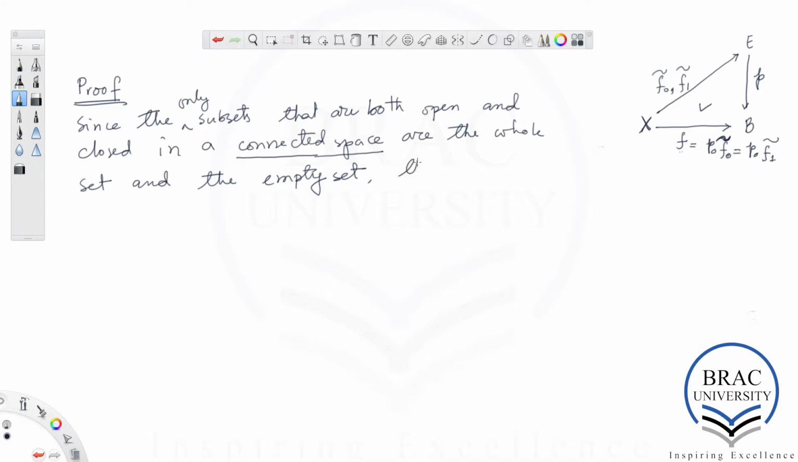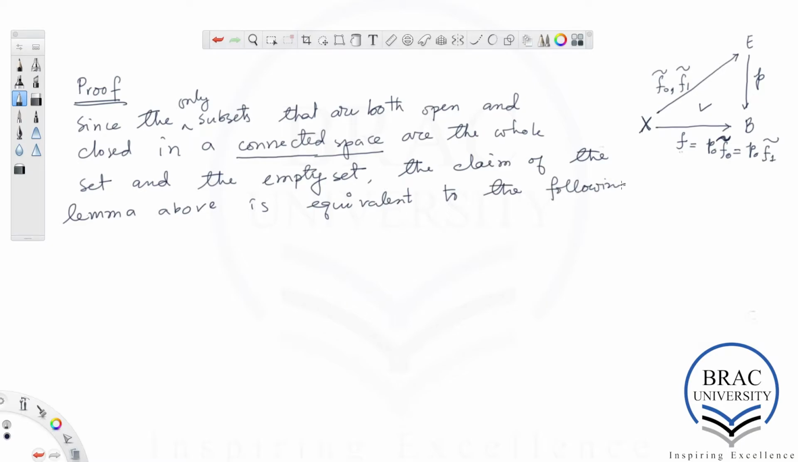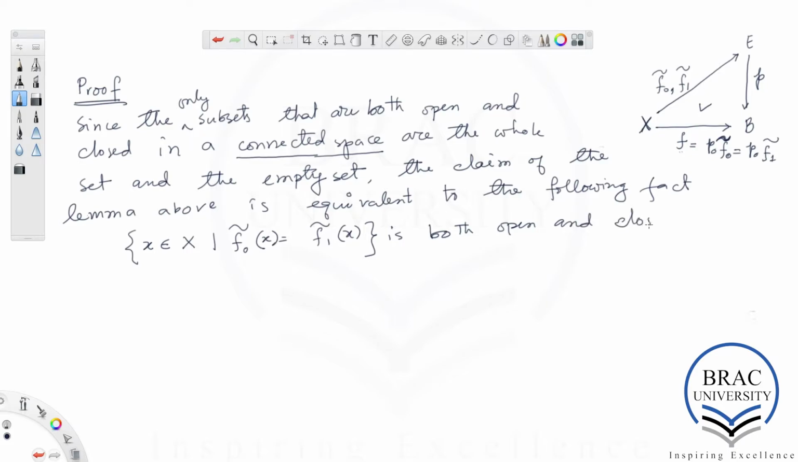Okay, the claim of the lemma above is equivalent to the following fact. So this set, the set of elements of the topological space X, for which these two lifts agree, is both open and closed. So it is sufficient to prove that the set is both open and closed.